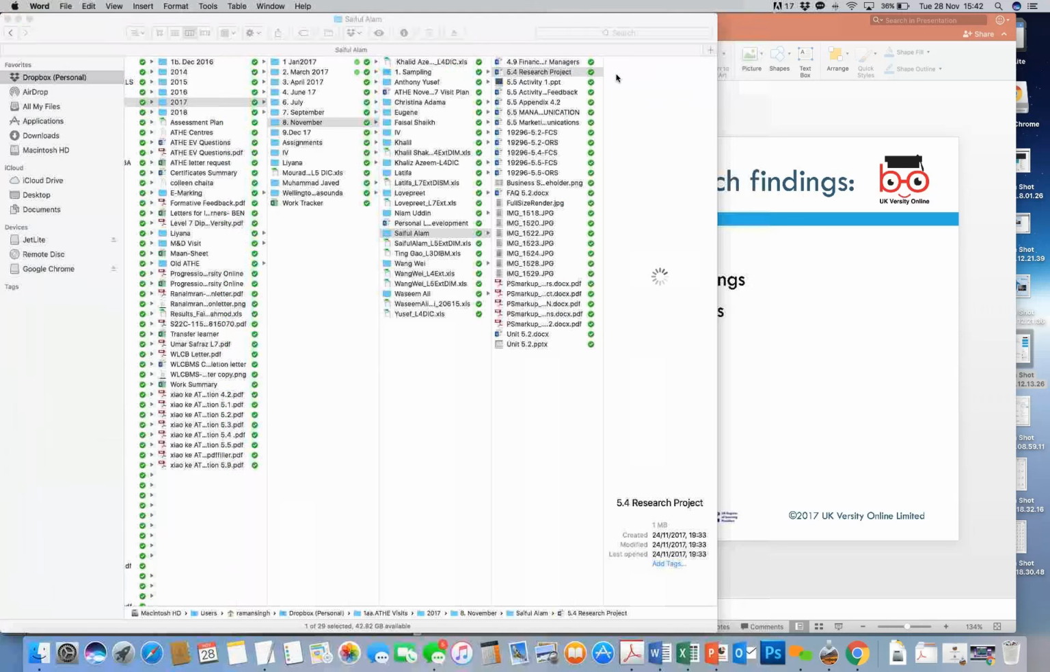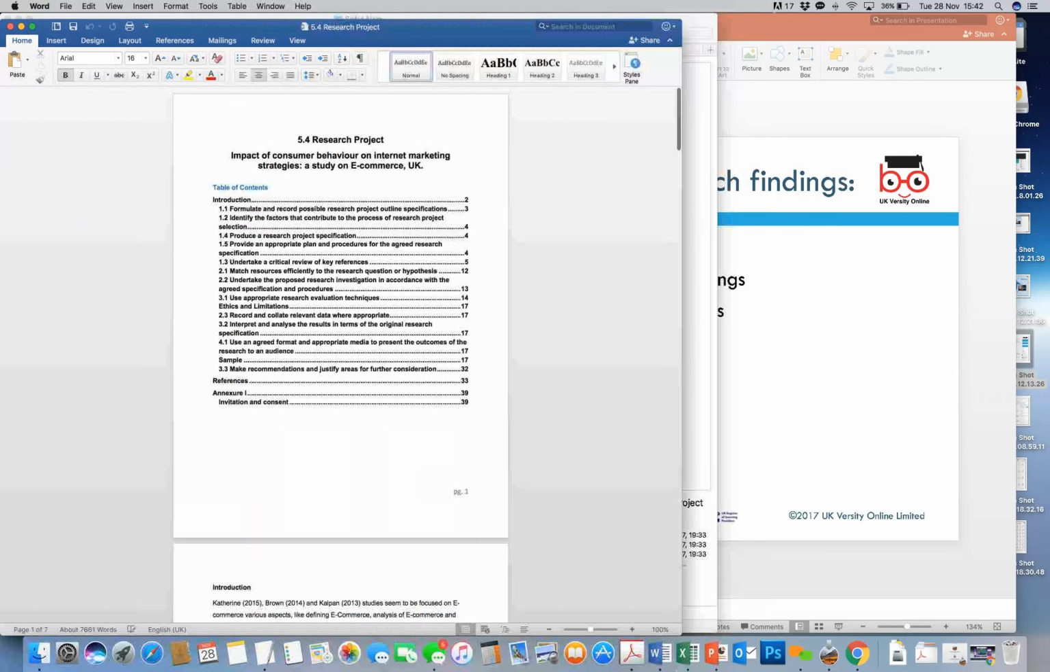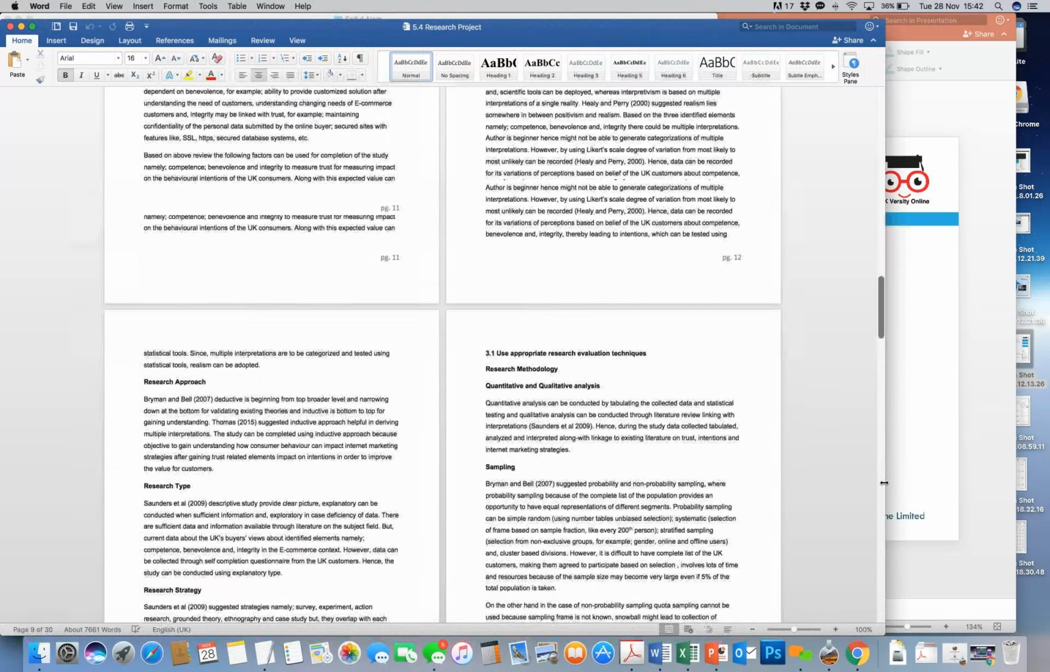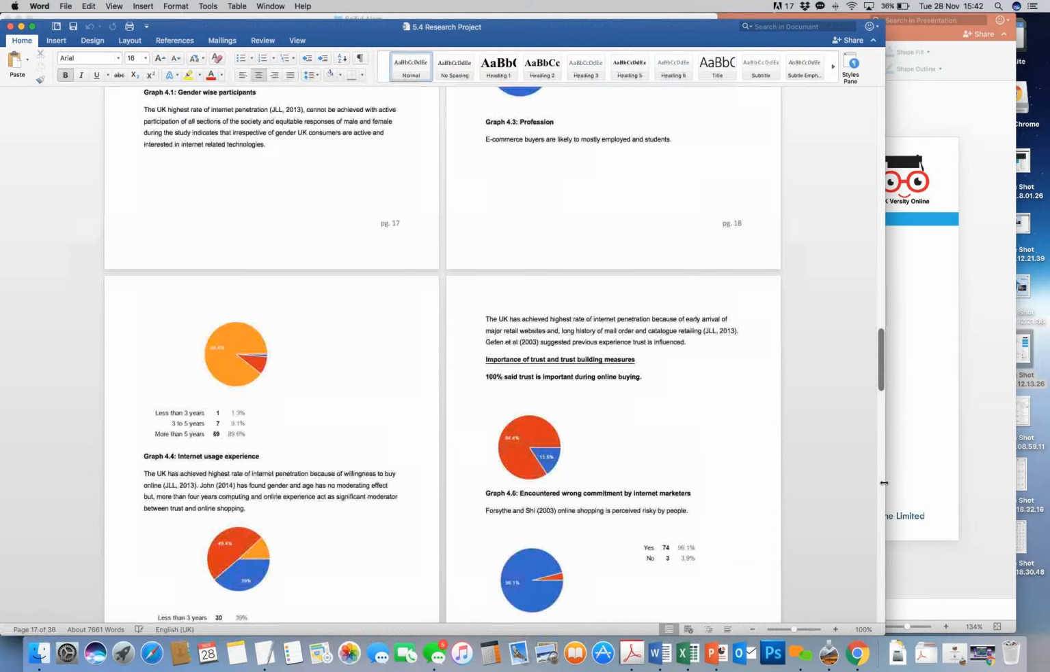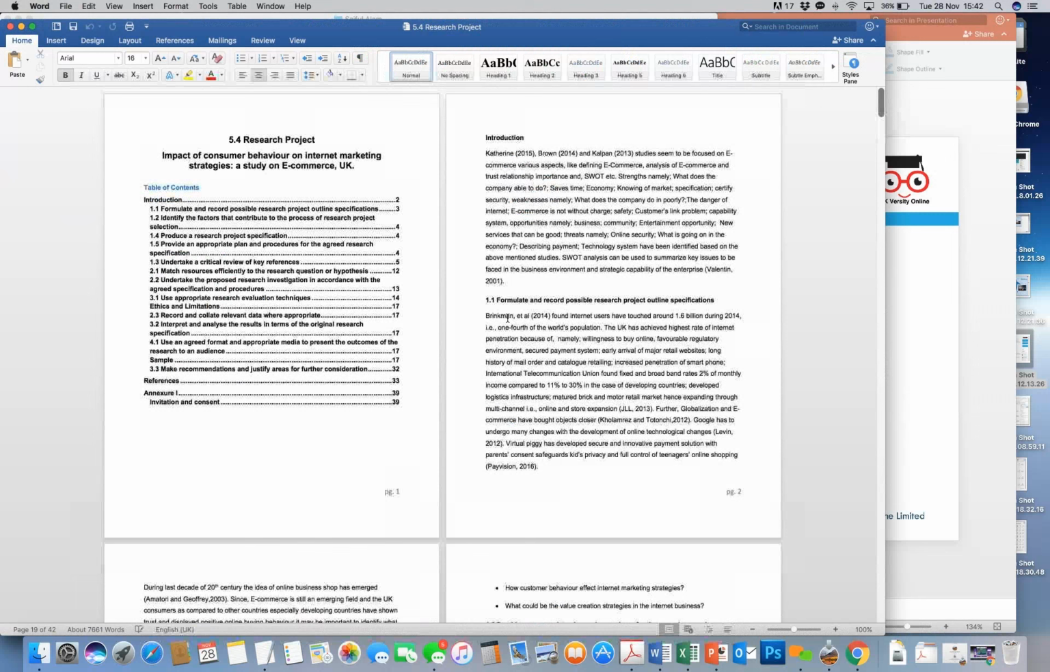Now, in order to give you an idea of how you would do a research and finally present it, look at this last bit I'm explaining, which is just to give you an example. Here, one of the learners has done a research to find out the impact of consumer behavior on internet marketing, and how companies use that.